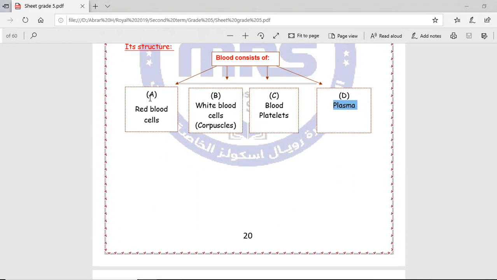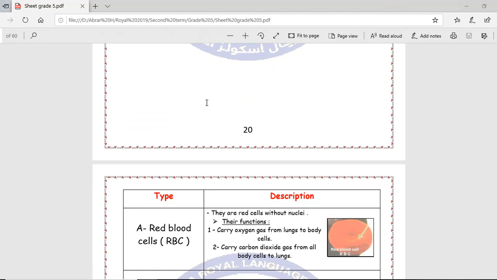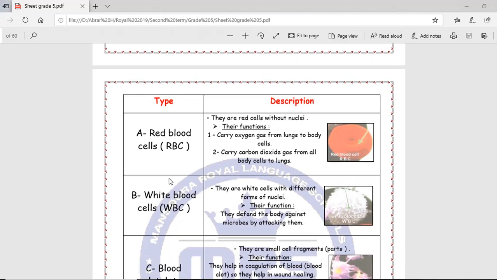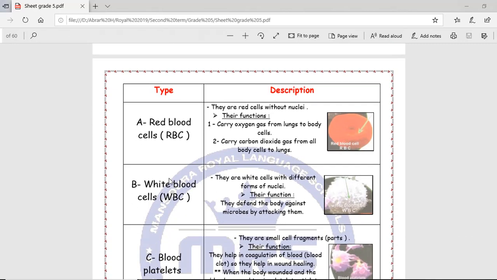Let's talk about red blood cells. We heard the word cell previously in grade 4. We said that the cell is the building unit of living organisms, and that it consists of many parts: cell wall, cell membrane, nucleus. So red blood cells is not a strange word. The blood consists of red blood cells, and we call them RBC.